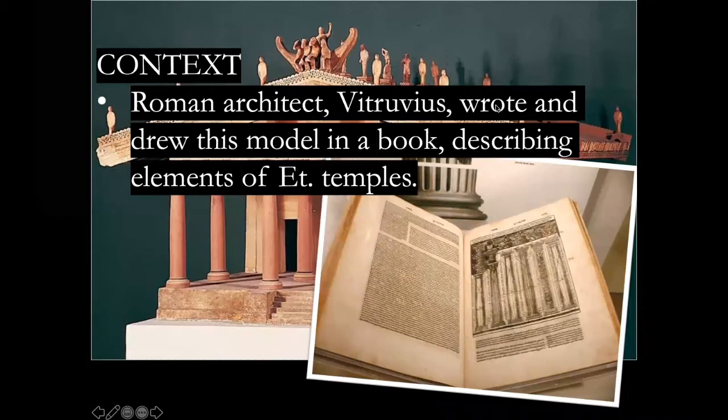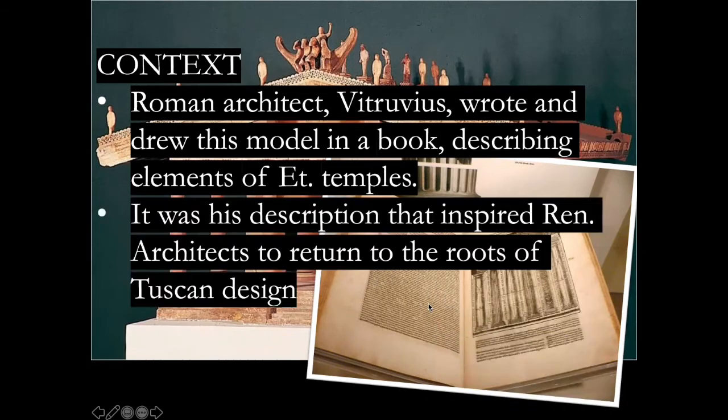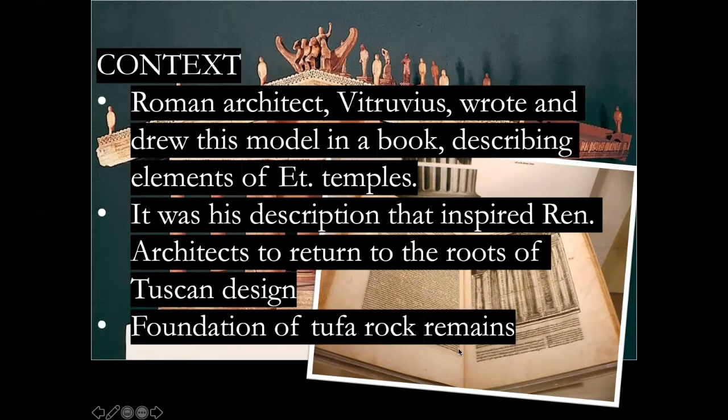All right, so the Roman architect Vitruvius wrote and drew this model. So the model is what we have the picture of. He wrote and drew this model in a book describing elements of Etruscan temples. So it was his description that actually inspired the Renaissance architects to return to the roots of Tuscan design. So when we get back to the Renaissance, it means rebirth. It's a rebirth of Greek and Roman and Etruscan and all these elements that we're studying right now.